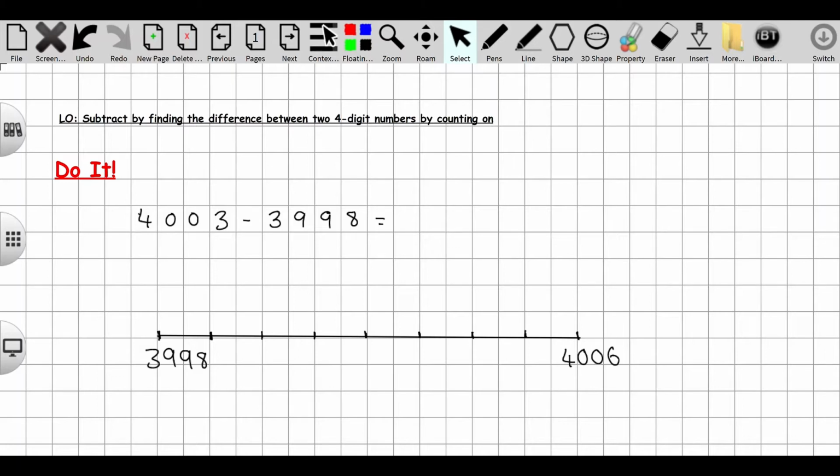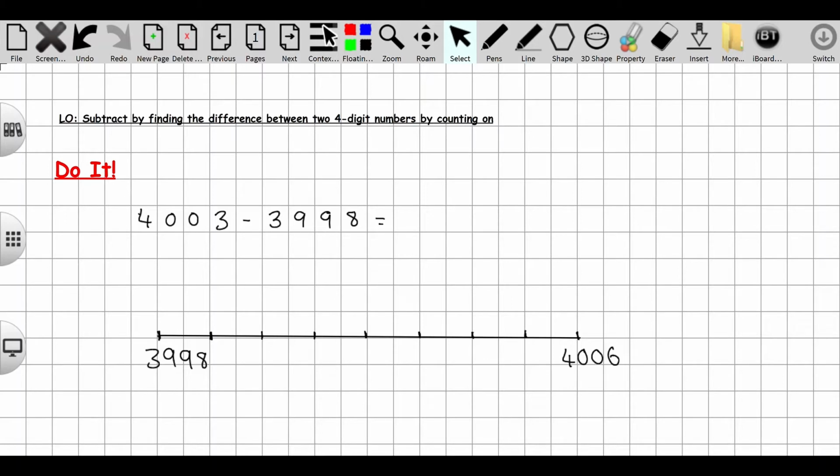So I've used a number line today, and I'm going to be including those number lines on your worksheet, to give you an extra little bit of help when you do this. So 4003 subtract 3998. Now it's going to be nice and simple. On my number line I have gone from 3998 all the way up to 4006. So all I really need to do here is count on.